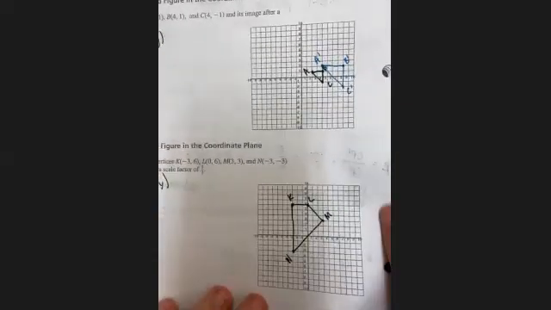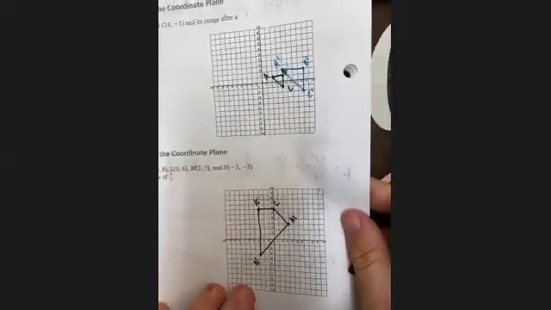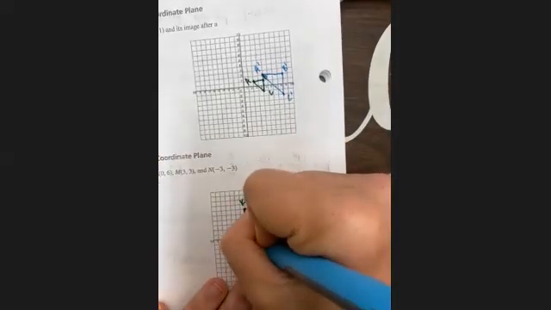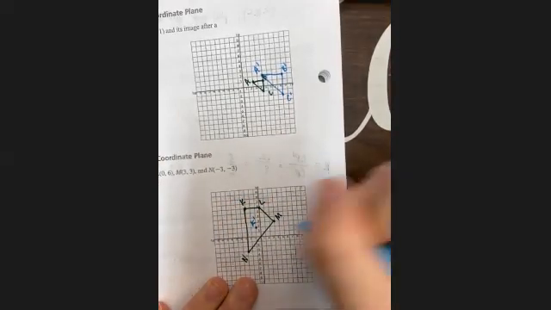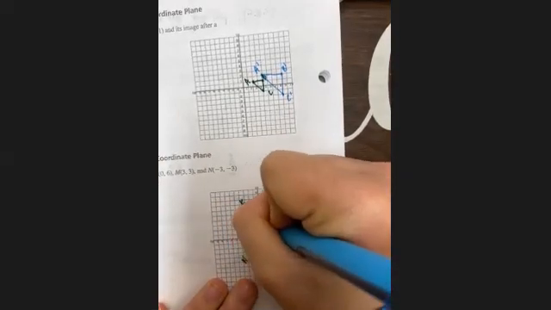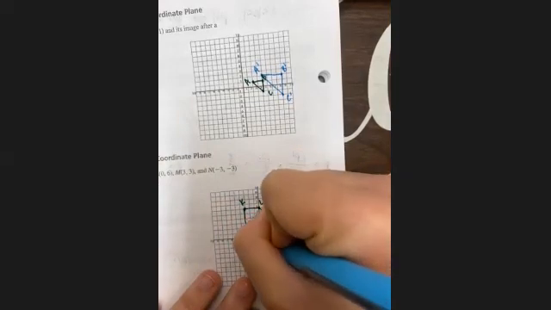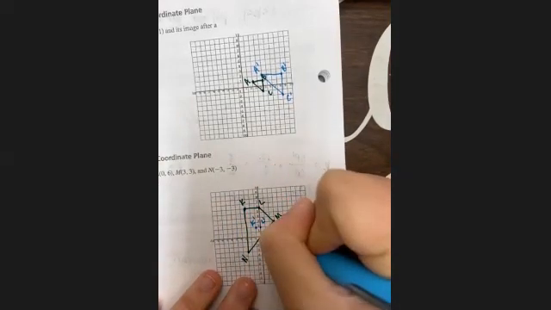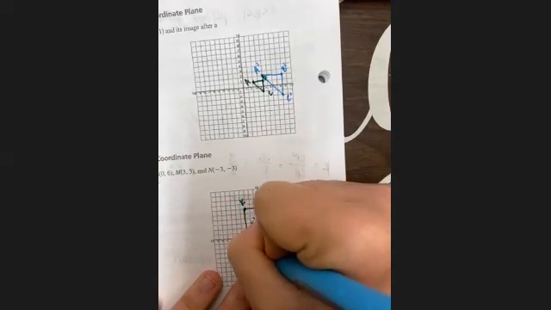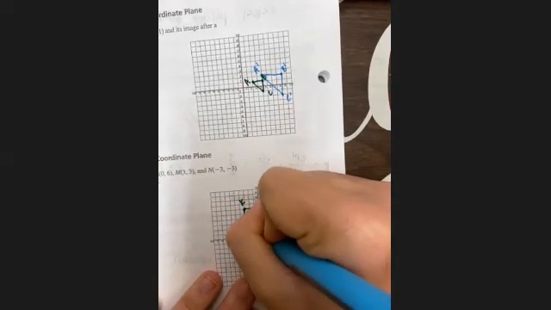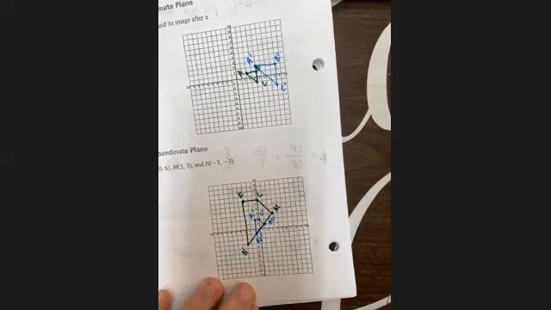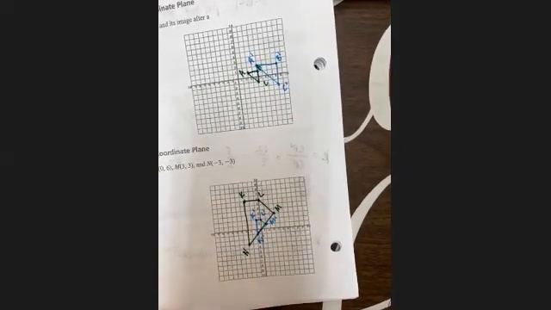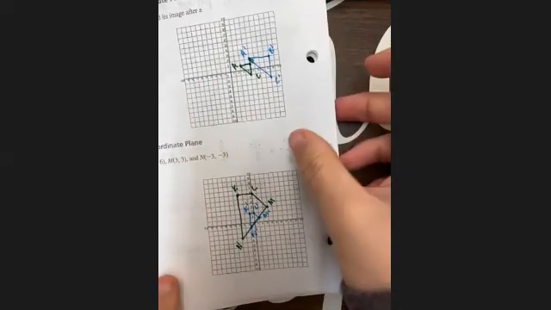Okay, so then we're going to go graph those points. K we said was at -1 comma 2, so it goes up 2. L prime is at 0, 2. M prime is at 1, 1. And N prime is at -1, -1. Okay, so again, you can see the same shape, but it's no longer the same size. It's gotten smaller. Okay, go to the next page.